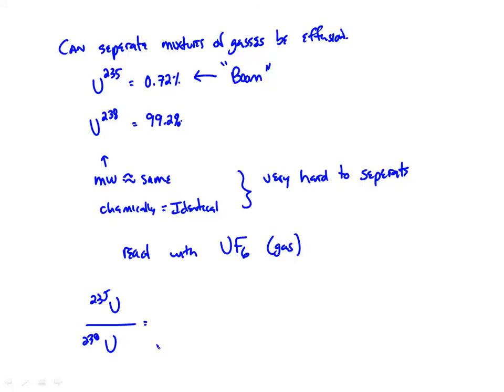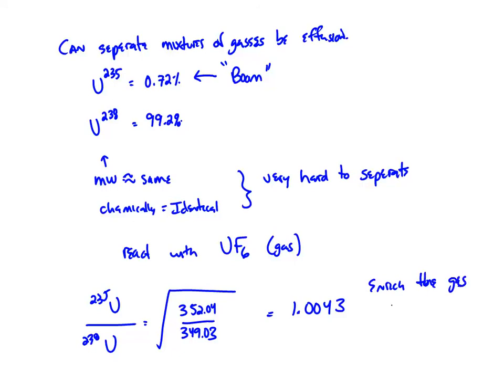We know that the ratio that's going to happen is equal to the square root of their molecular weights, so 352.04 versus 349.03. And that means that if I do a diffusion process, I can enrich the gas in uranium-235. That's where that term uranium enrichment comes from.